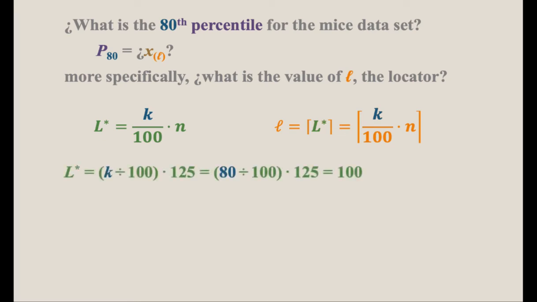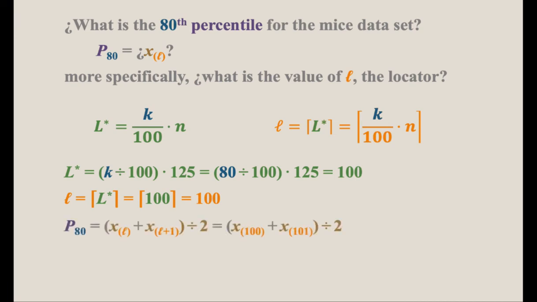We will start with the prelocator. We calculate L star. 80 divided by 100 times 125 is 0.8 times 125, which is exactly 100. If we round 100 up to the nearest whole number, we just get 100. Thus, L equals 100. So L and L star are the same number because L star was a whole number. It did not have a fractional part.